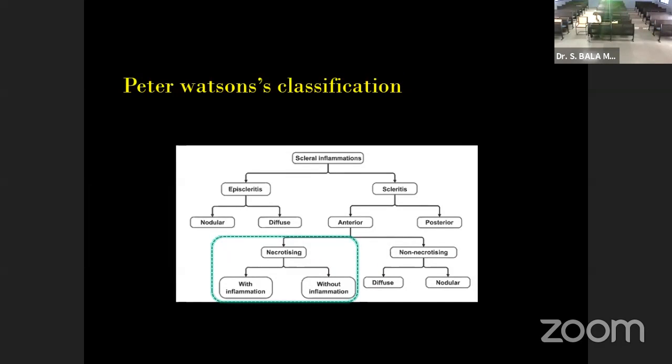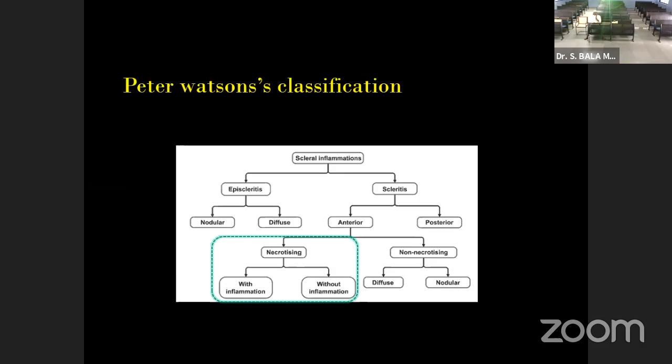Peter Watson gave a beautiful classification of scleritis, which goes as episcleritis and scleritis, episcleritis as nodular and a diffuse variant. The scleritis is an anterior and posterior division. And anterior, we have a necrotizing with clinically evident inflammation and necrotizing without obvious clinical evidence of inflammation. Of course, there is controversy when we say without inflammation, that is obviously clinically seen evidence.